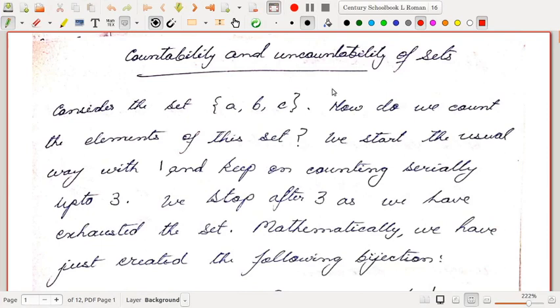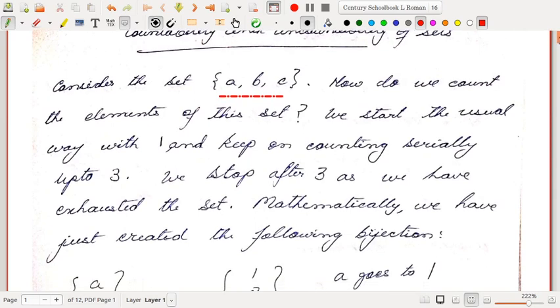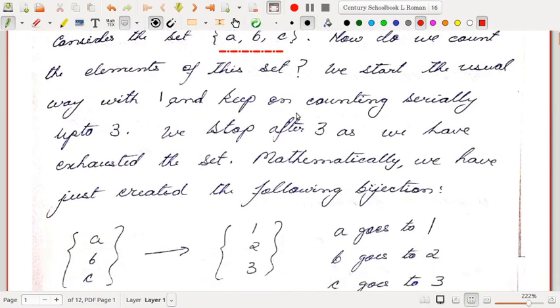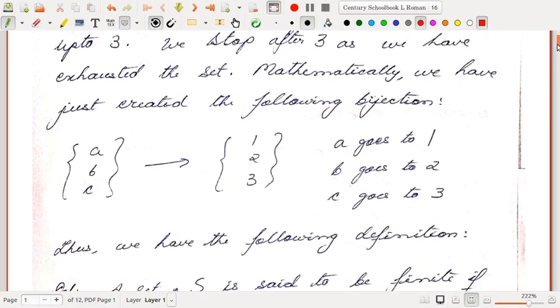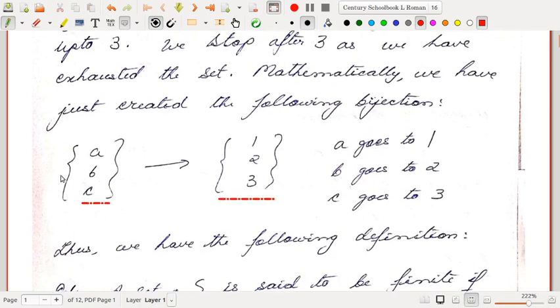So countability and uncountability of sets. So we consider the set {A, B, C}, just the example that I had given with apple, book and car. So how do we count the elements of this set? We start the usual way with 1 and keep on counting serially up to 3. So we stop after 3 as we have exhausted the set. Okay, so mathematically we have just created the following bijection. So from the set {A, B, C}, we create a bijection to the set {1, 2, 3}. So the element A goes to 1, that is f of A equal to 1. Element B goes to 2 and element C goes to 3.